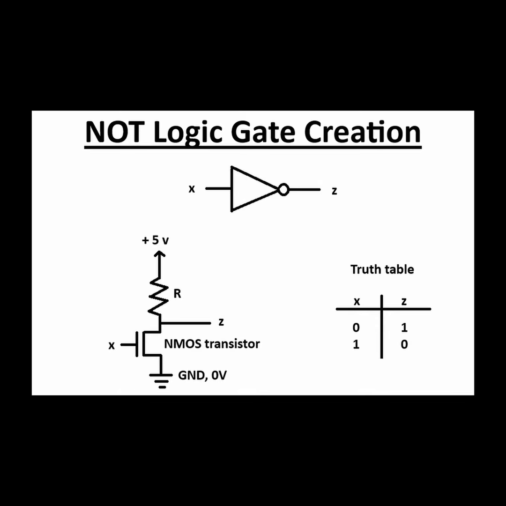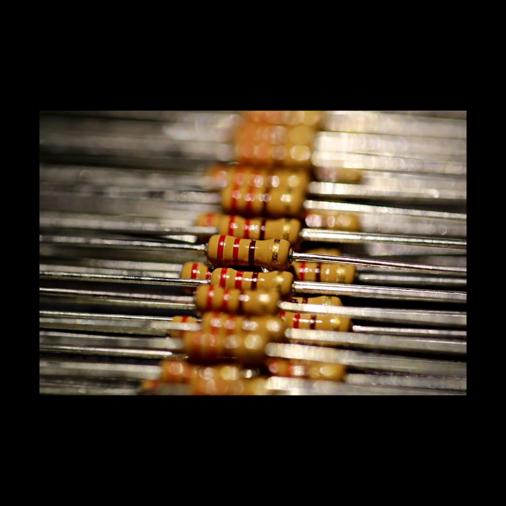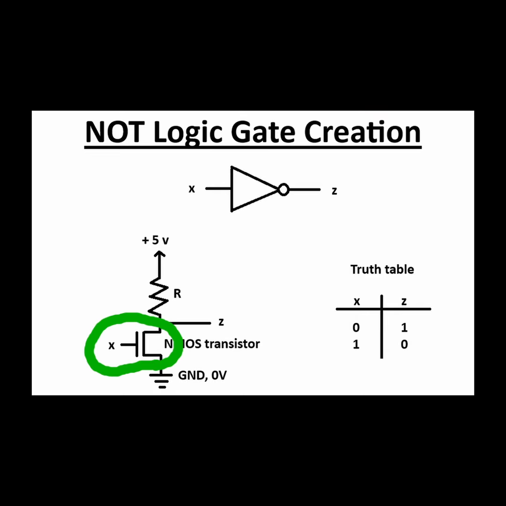Let's create a simple circuit to create a NOT gate. We connect our circuit to a 5-volt power supply, which passes through a resistor R to prevent too much current from going through the circuit, and a transistor, our switch. The other end of the transistor is connected to ground to complete the circuit to allow for current to flow when the switch is closed.